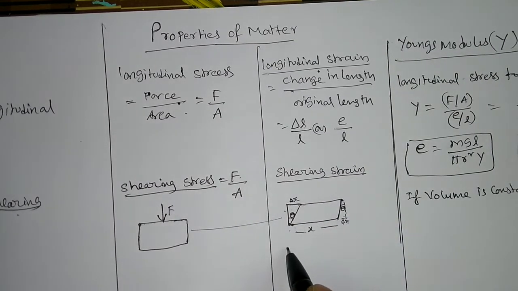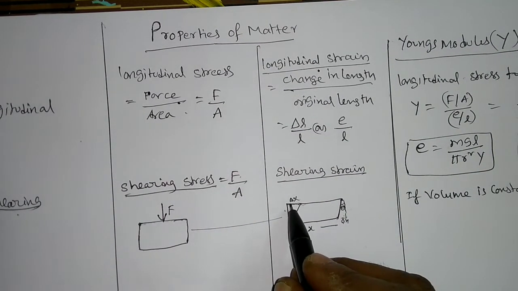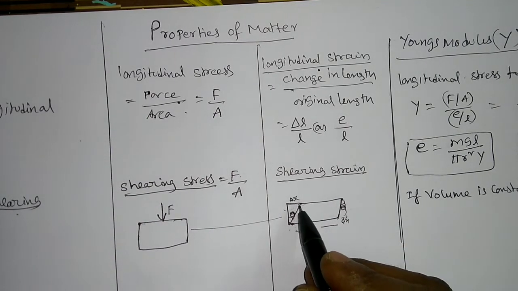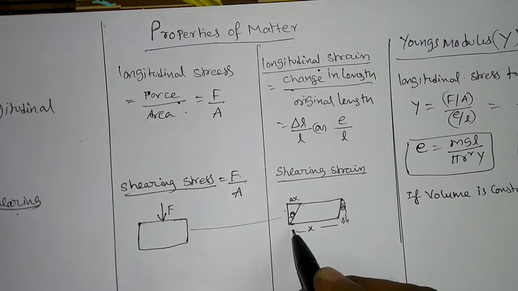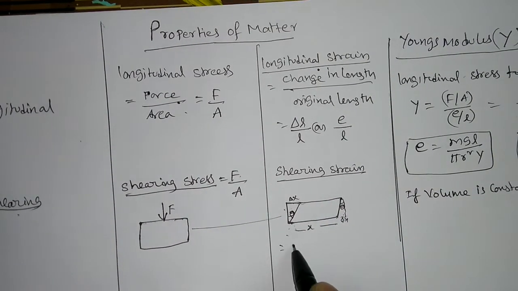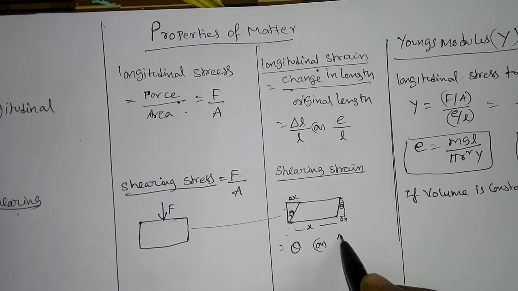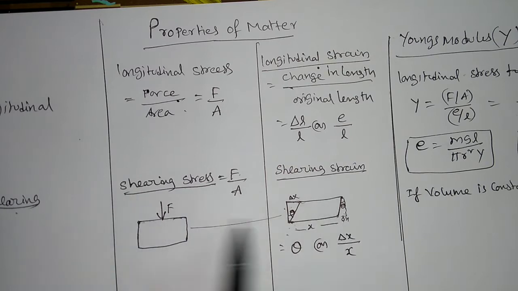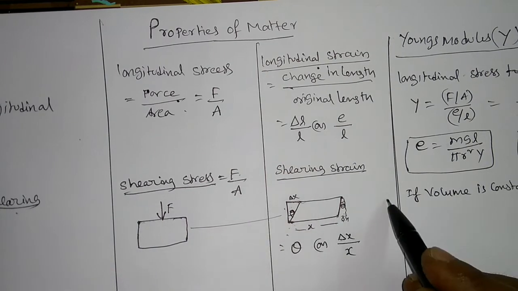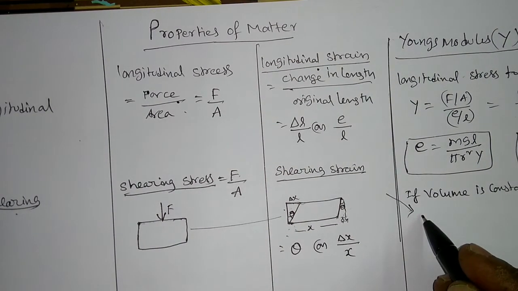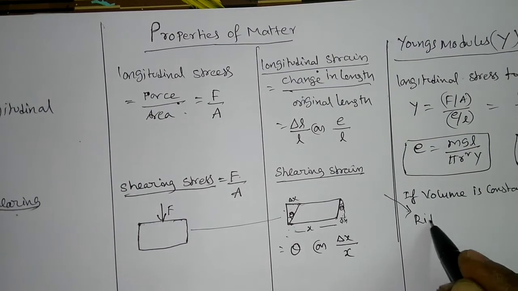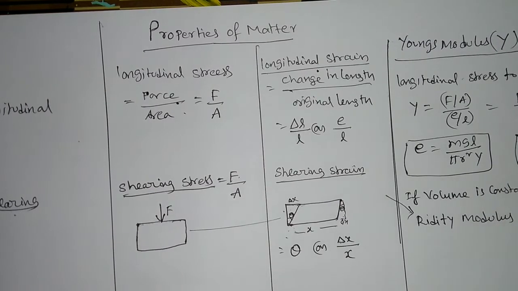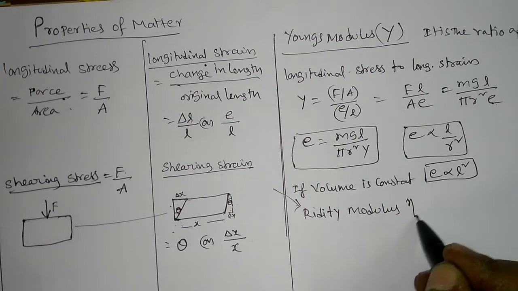Simply we can say the definition, the formula, is the change in angle, theta, or simply delta x by x. So shearing strain is nothing but theta, or you can say change in dimension by original dimension. So we can get a relation between these two, that is represented with the rigidity modulus. The symbol for the rigidity modulus will be like this, eta.